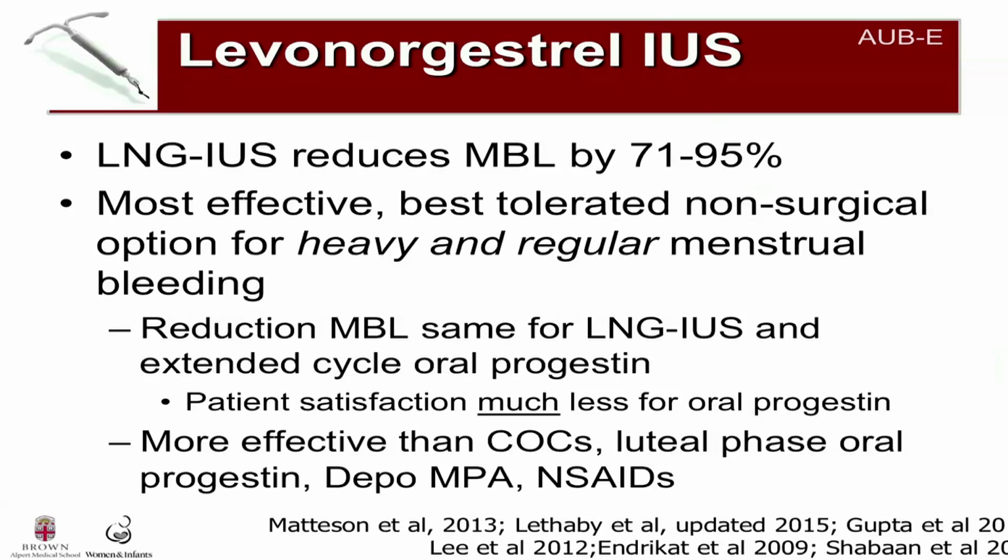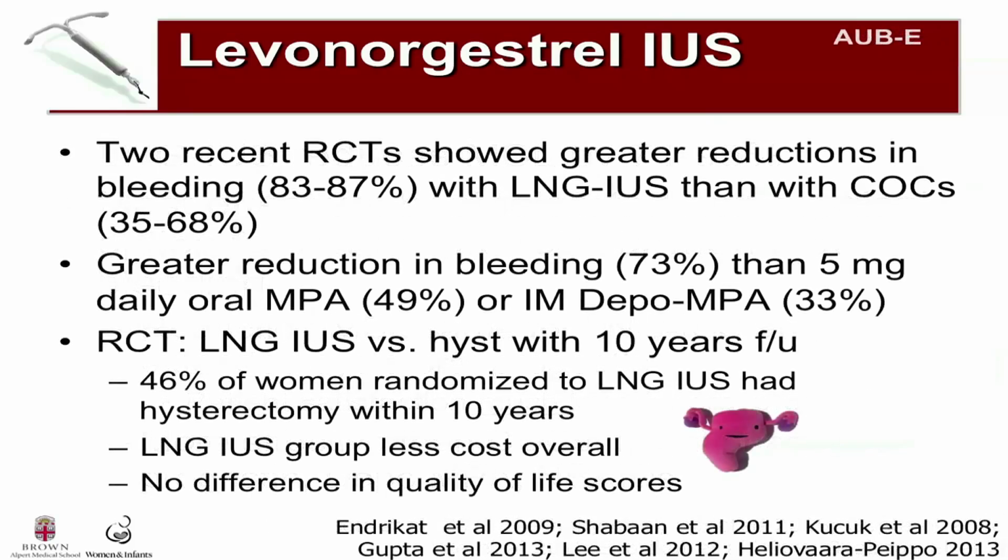And head-to-head studies have shown that in terms of reduction of menstrual blood loss, it's more effective than combined oral contraceptives, luteal phase oral progestins, Depo Medroxyprogesterone acetate, and nonsteroidal anti-inflammatories. 2 recent randomized control trials showed greater reductions in bleeding, 83 to 87%, with the levonorgestrel intrauterine system than with combined oral contraceptives. Another study, which had more of a mixed population, showed greater reductions in bleeding, 73%, than 5 milligrams of daily oral medroxyprogesterone acetate, which would be considered low dose, or intramuscular Depo Medroxyprogesterone acetate.